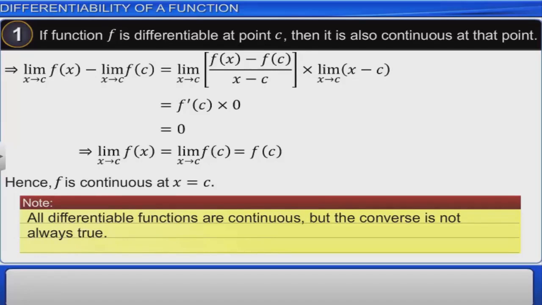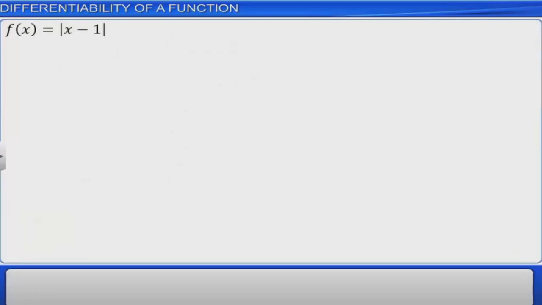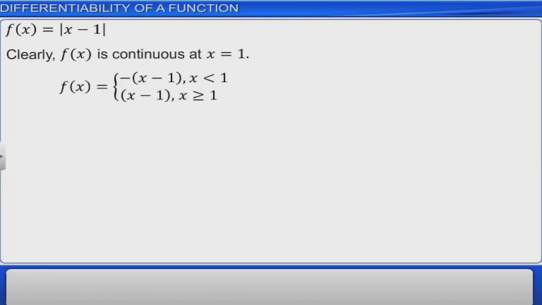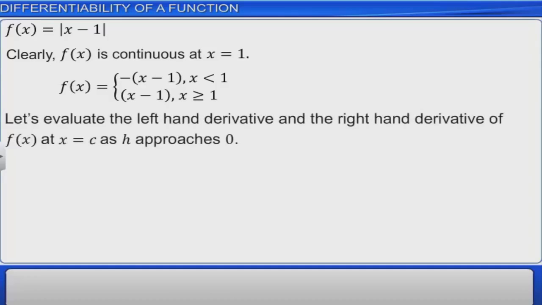Let's verify this with the help of an example. Let's look at the function defined by f of x is equal to modulus of x minus 1. Observe that this function is continuous at x is equal to 1. The given function can be written as shown. Now, to check the differentiability, we have to first evaluate the left-hand derivative and the right-hand derivative at c is equal to 1 as h approaches 0.